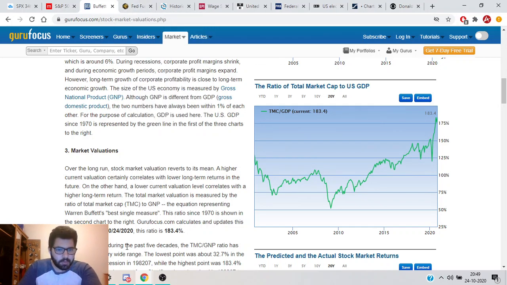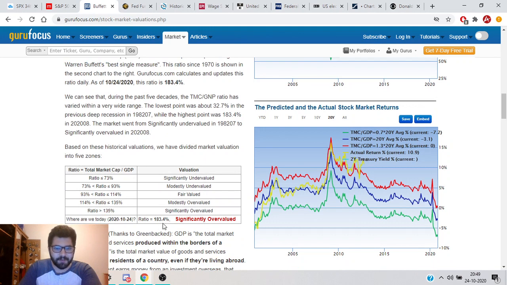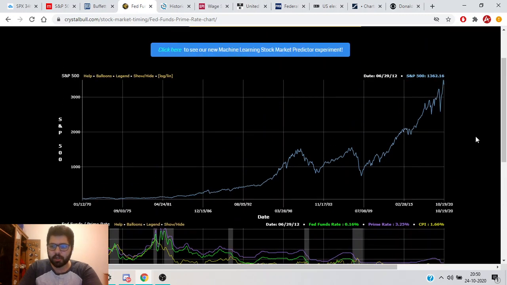So the ratio is 183.4%, significantly overvalued. You go look at that. We are significantly overvalued. And this is Warren Buffett's indicator. This is the richest person and the best investor on the planet that made an indicator that says, all right, so we're overvalued. We're significantly overvalued. Sell all your stocks, overvalued. So let's go to the next chart.